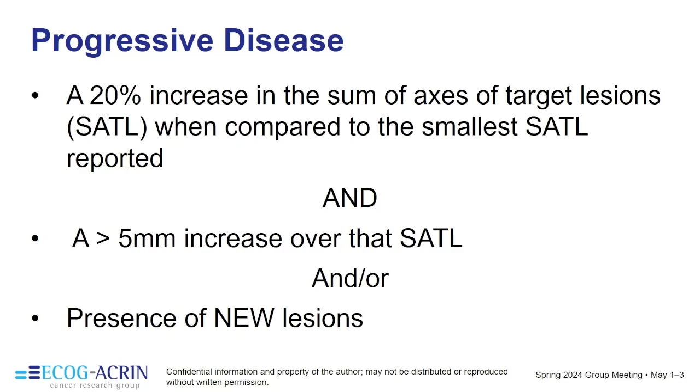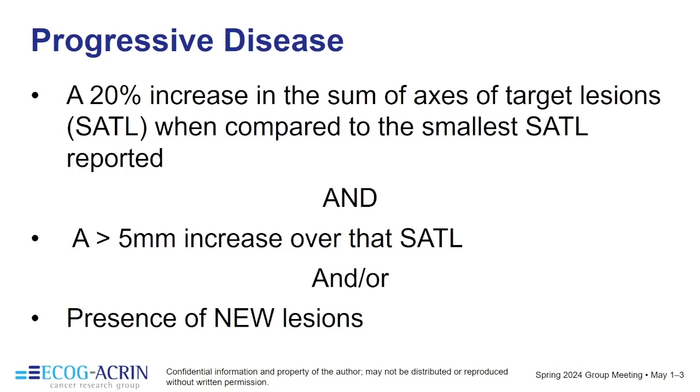This is a 20% increase in the sum of the axis of target lesions when compared to the smallest sum of target lesions reported. So while partial response is compared only to baseline, progressive disease is going to be compared to the smallest axis reported. So you'll want to check that compared to every follow-up cycle reported before that one to look for the smallest one to compare it to.